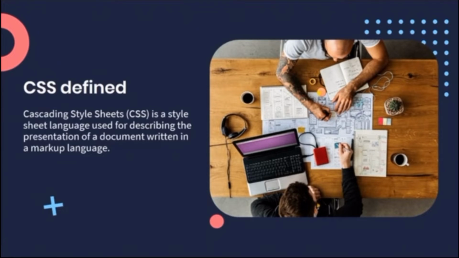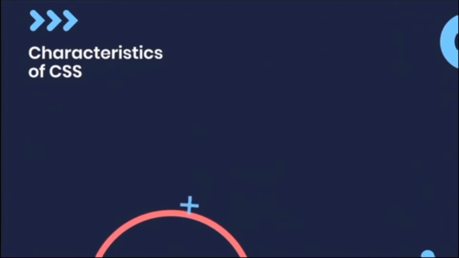Essentially, I want you to think about it like this. If HTML is our skeleton, which is just the structure of our web page or website, CSS adds the meat and makes our skeleton look pretty. Okay, so it's another layer on top of the stack when it comes to web development. Pretty straightforward, right? So then, what are some of the characteristics when it comes to CSS?